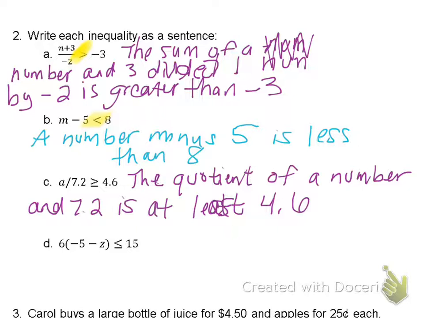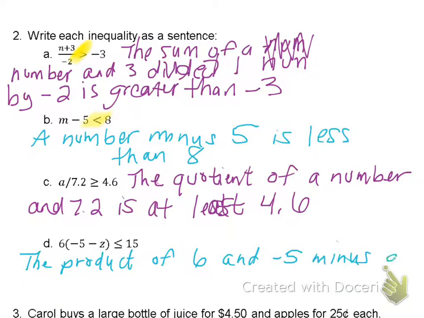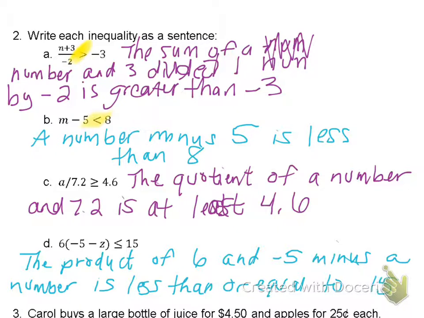And the next example, we have the product of, so we're multiplying 6 and -5 minus a number is, maybe we'll use the whole thing this time, less than or equal to 15. And again, there are several ways that you could write all of these. These are just some examples of ways that you could write them out.